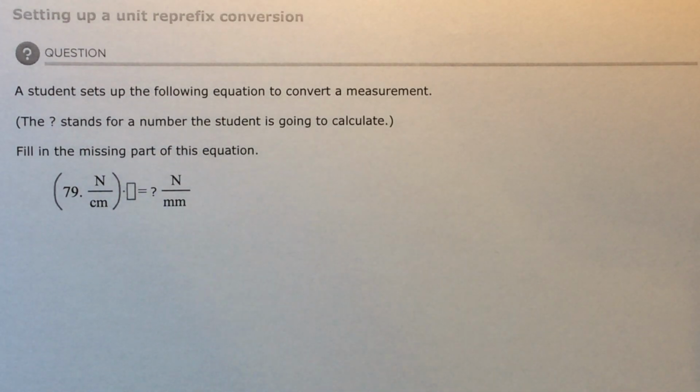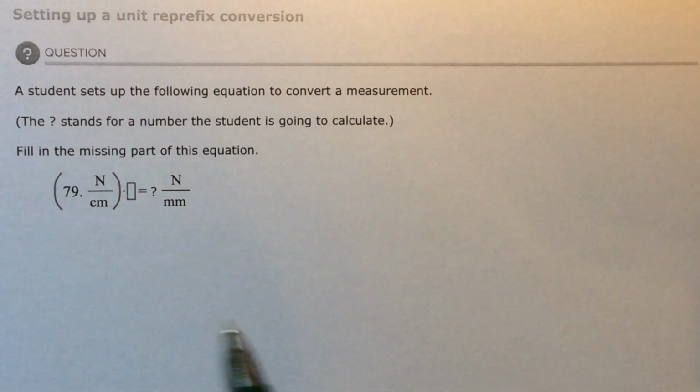Welcome back. This is an ALEKS homework video on setting up a unit prefix conversion. All this means is that sometimes you're going to have to multiply by more than one ratio, more than one disguised number one, because you may not know a direct conversion between one set of units and a new one, but you do know how to go back to the base units.